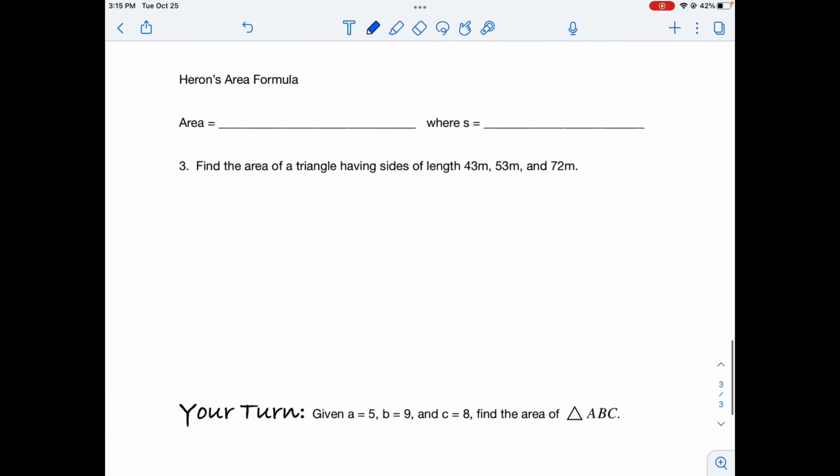The last thing we're going to learn in this video is Heron's area formula. Now, Heron's area formula is used when you have the situation of side, side, side. So when you're given all 3 sides of a triangle, this is where you're going to use Heron's area formula to solve oblique triangles when you know all 3 sides.